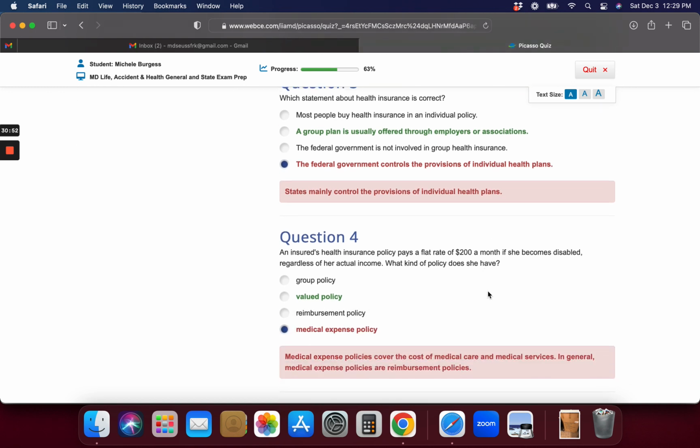All right, and so the last one here, this person has a valued policy. Medical expense policies cover the cost of medical care, medical services. Medical expense policies are reimbursement policies.